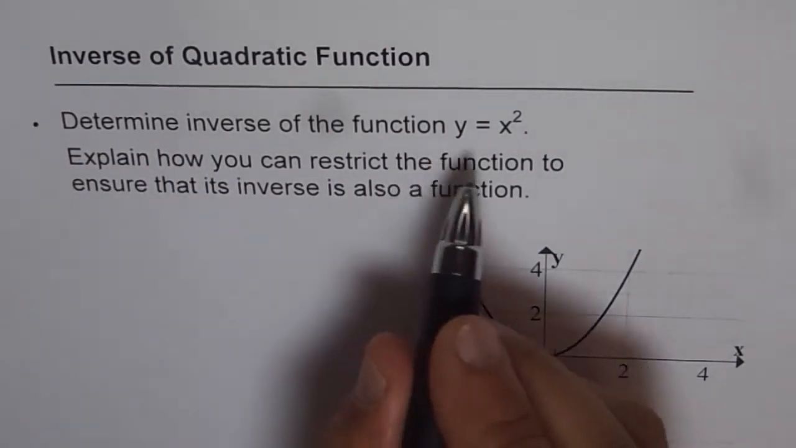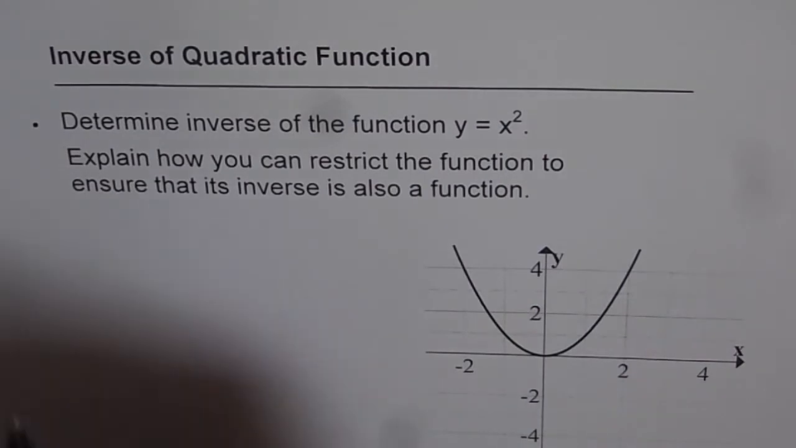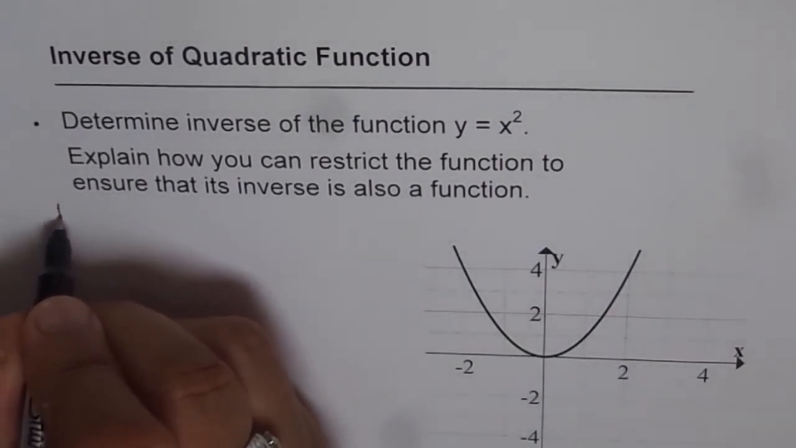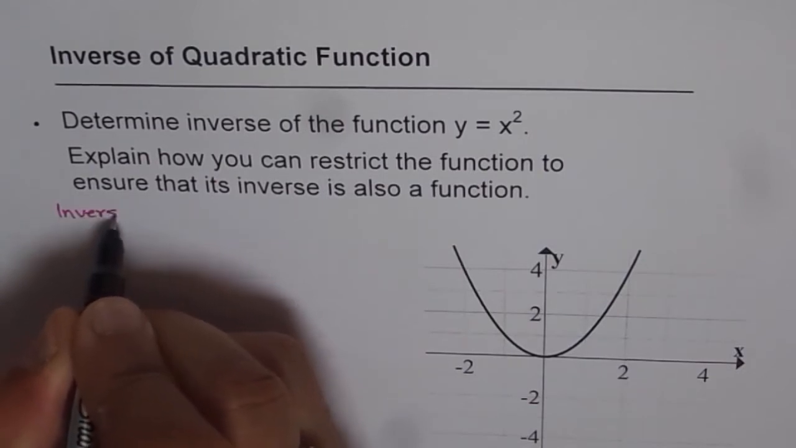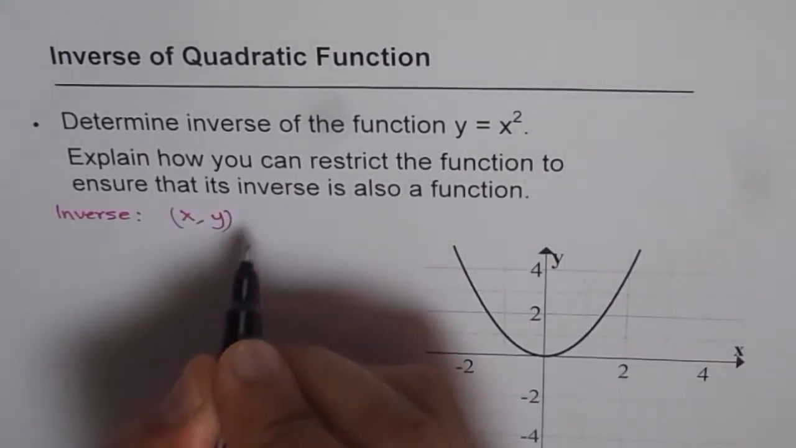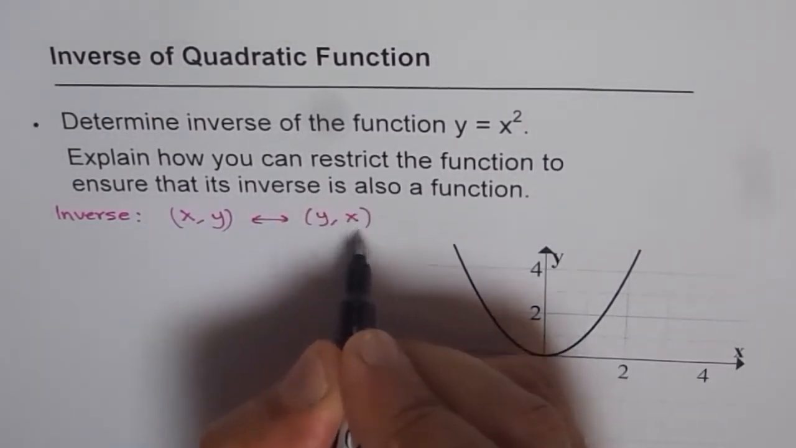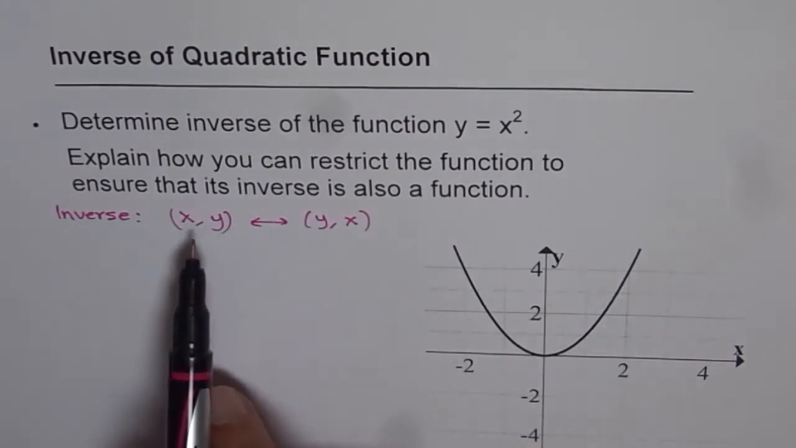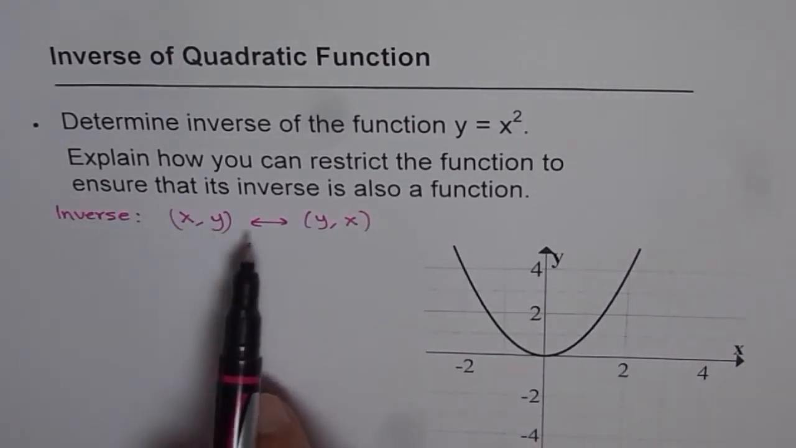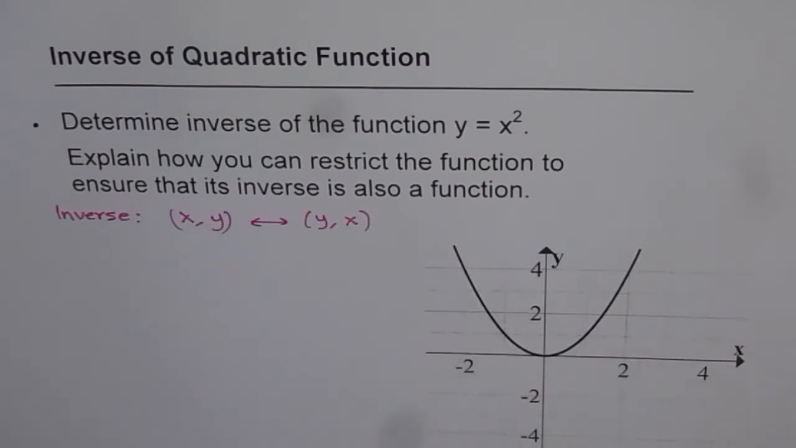Now whenever you want to find the inverse of a function, what do you do? You swap x and y, right? So that is how you do inverse. If you have x and y, just swap them, so it becomes y and x. Also remember, when you swap x and y, you're actually changing the domain and range also. They also get swapped. So that is what you should know.